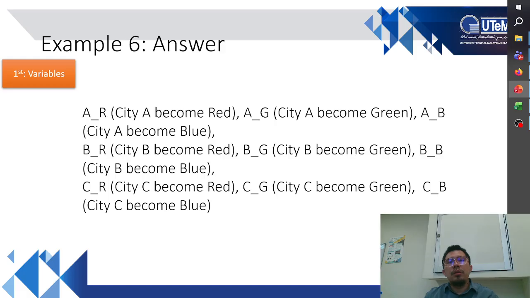These are the variables. CA becomes red, CA becomes green, CA becomes blue. CB becomes red, CB becomes green, CB becomes blue. CC becomes red, CC becomes green, CC becomes blue. So these are the variables. How many variables? 1, 2, 3, 4, 5, 6, 7, 8, 9. We have 9 variables.